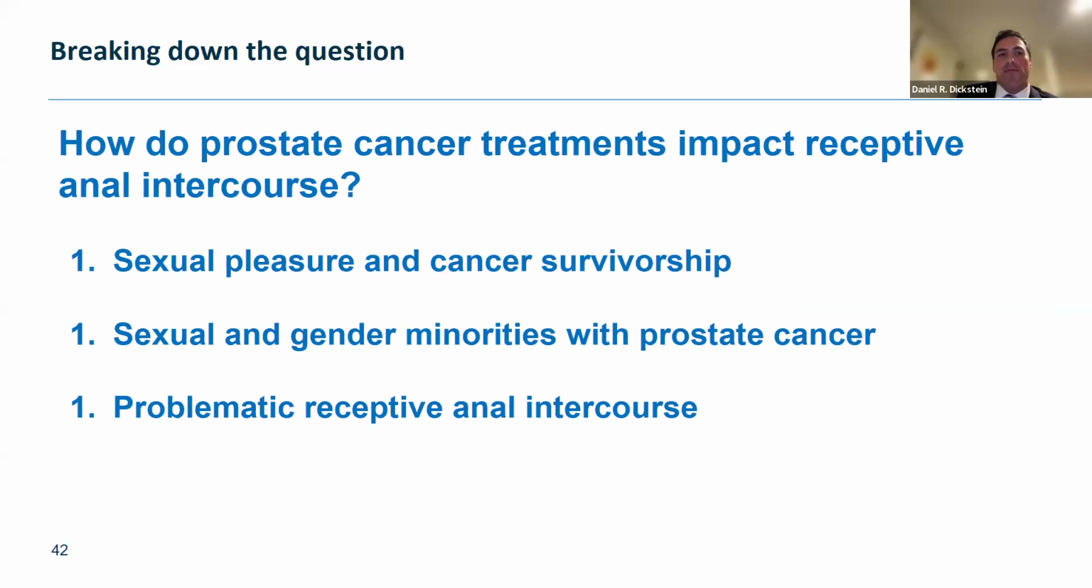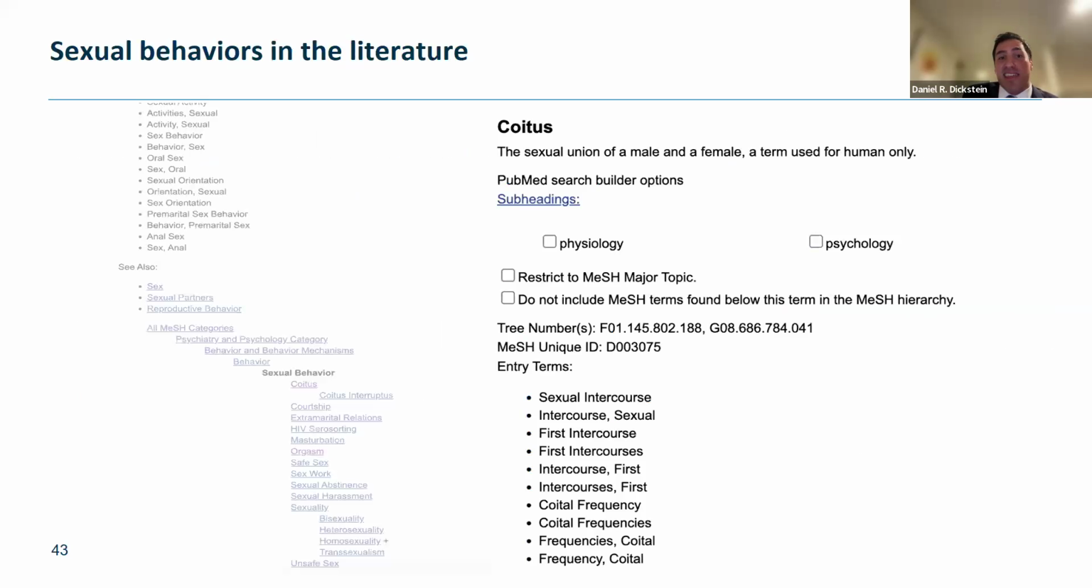I looked into this question a little bit more. I wanted to look at sexual pleasure and cancer survivorship, which is also quite taboo, as well as sexual and gender minorities with prostate cancer. Both of these had literature on the topic, not much, but it existed. But what about problematic receptive anal intercourse? When I Googled it and looked in PubMed, there was really nothing.